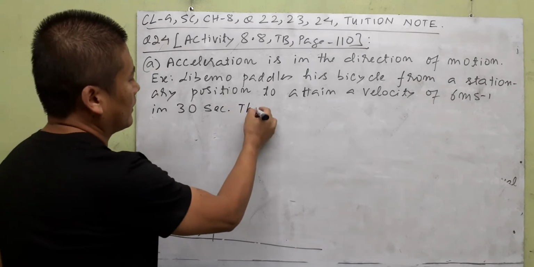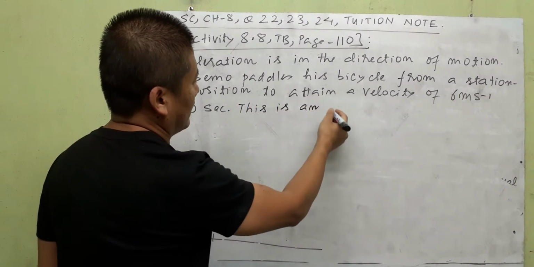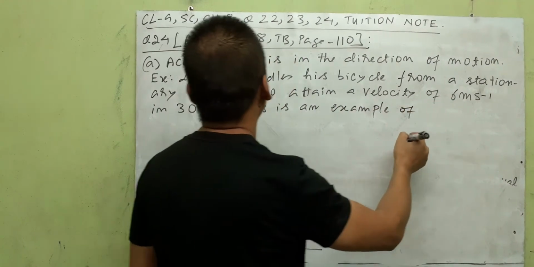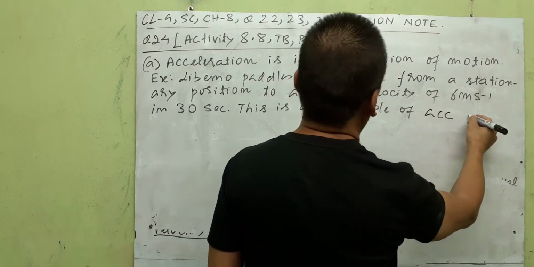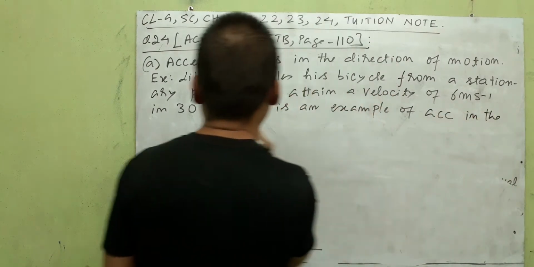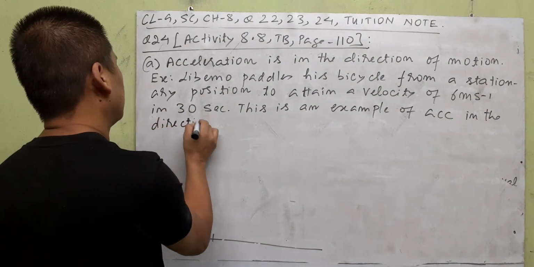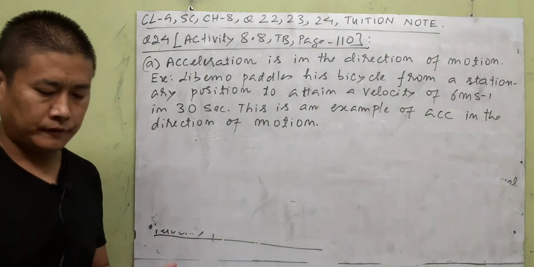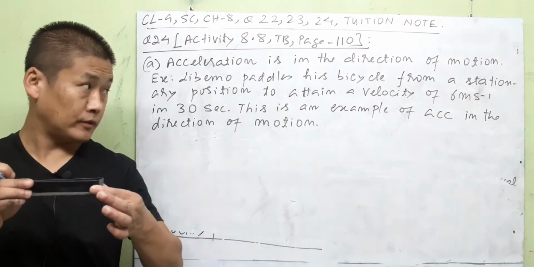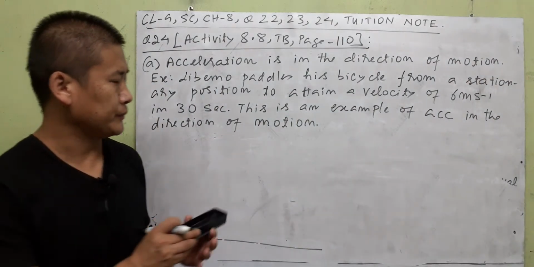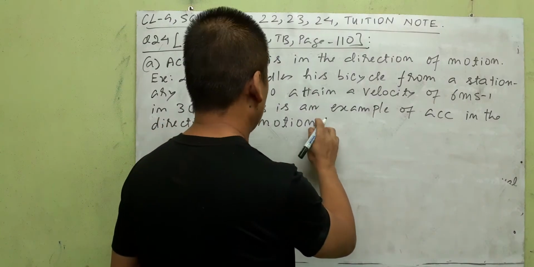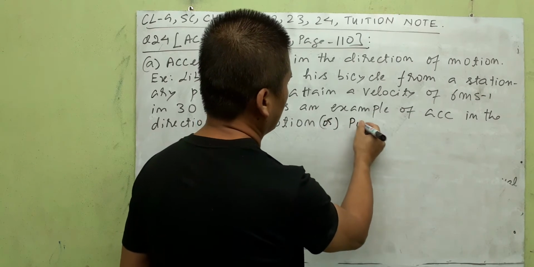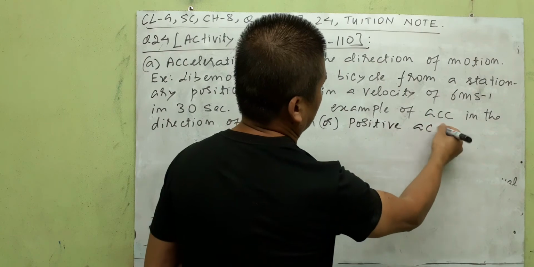Okay, you can write here. This is an example of acceleration in the direction of motion. Okay, so we can take it like this. If the bicycle or the car is moving like this, so acceleration in the direction of motion, or it is also called positive acceleration. So first type, positive.